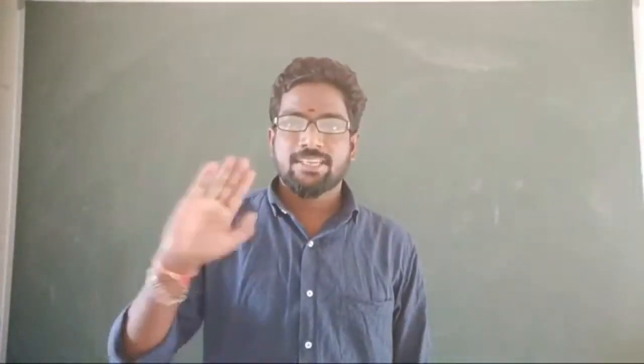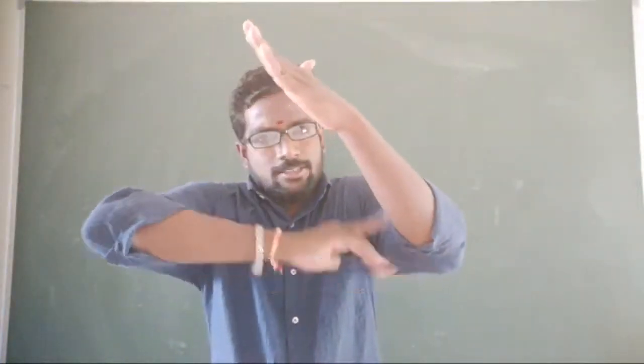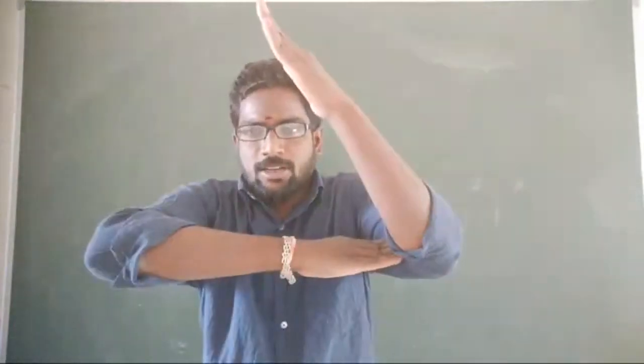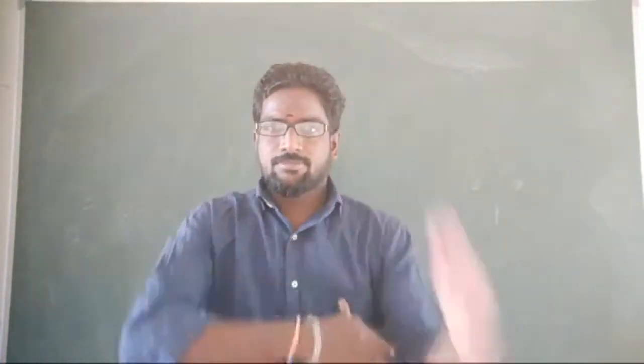Okay. When two rays intersect with each other like this, see, an angle is formed like this. These two rays are called the arms of an angle. Okay?